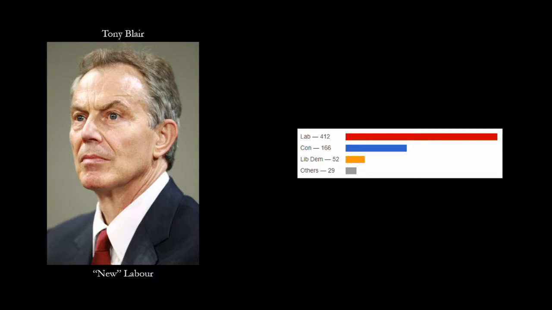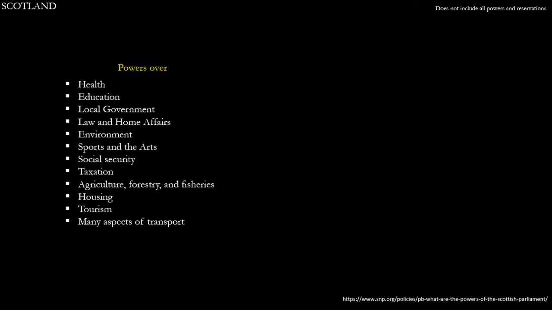And there have been many new acts and updates to devolution in Scotland since then. But as of now, in 2020, if you're above the age of 16, you can vote in the Scottish Parliament, and it has certain powers. These powers can include, but are not limited to, powers over health, education, local government, law and home affairs, the environment, sports and the arts, social security, taxation, agriculture, forestry, and fisheries, housing, tourism, and many aspects of transport.